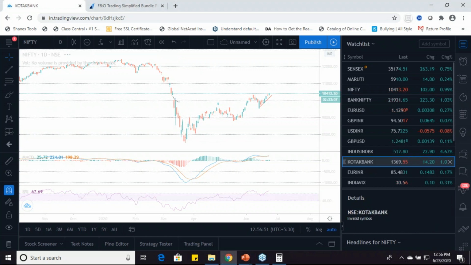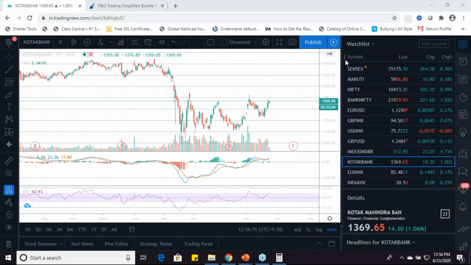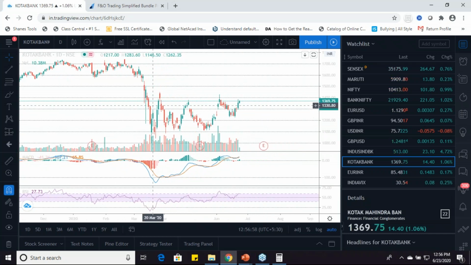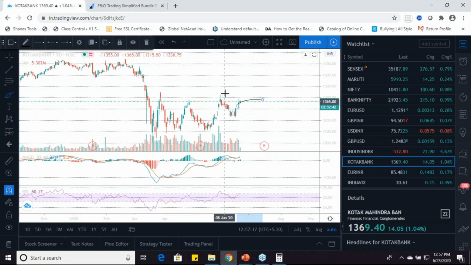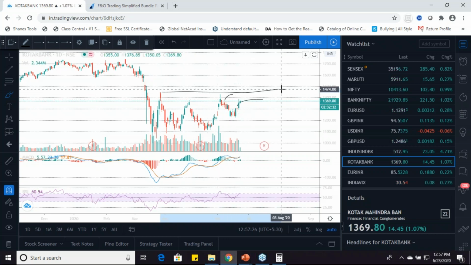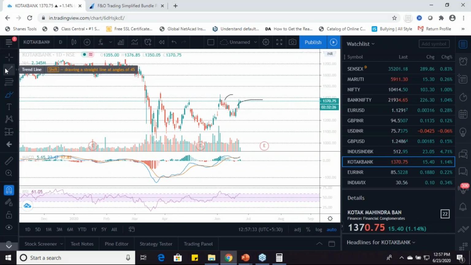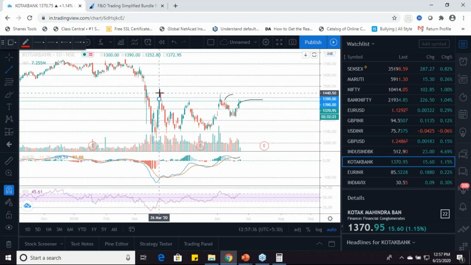Okay, so let's see Kotak Bank. I already have Kotak Bank listed. So that's the chart of Kotak Bank. As we can see, it's been a roller coaster ride for Kotak Bank. It is still in its resistance phase. So once Kotak Bank crosses this level, let me just mark this level first, we can see these levels on the upside, this and this. So that's the Kotak Bank level. Let me just make a clear cut line that will be easy to understand.